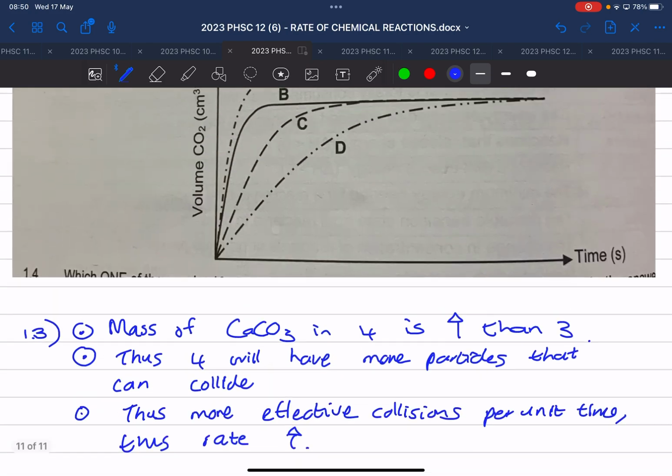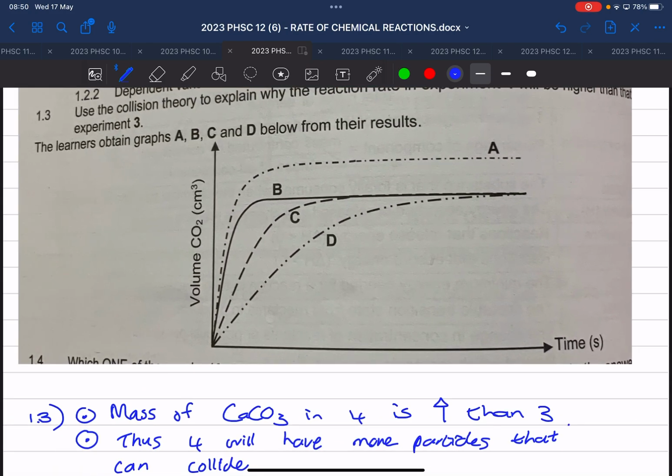Okay, then they ask you, the learners obtain graphs A, B, C, D for their results. And then you must now say which one of them is for experiment 1. And then you must compare them with 2, 3, and 4, and it counts 6 marks. So you must fully compare.